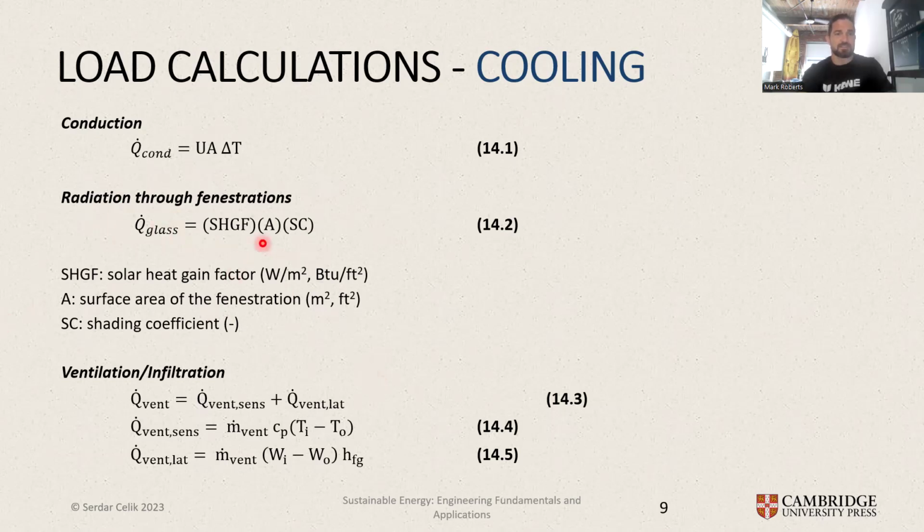And again, this is calculated based on what's called a solar heat gain, the surface area of the fenestration or the opening, and then the shading coefficient. So these would be things that can be calculated if you want to know what sort of heat gain you would expect through a certain opening. And then again, we have ventilation and we have infiltration.